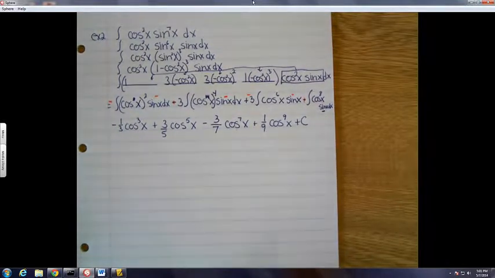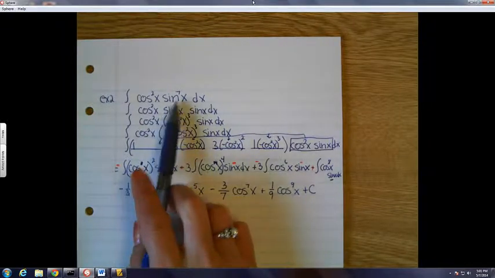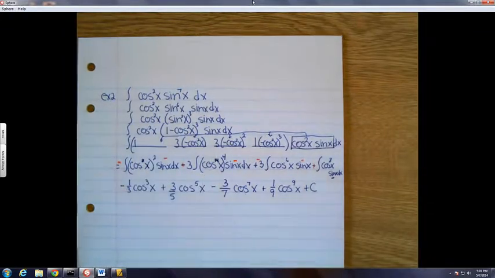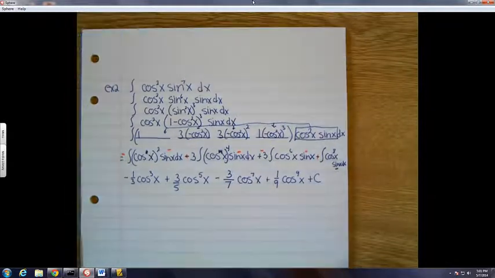Okay, the only difference here was that we had sines and cosines together. You focus on the one with the odd exponent and follow the 4 steps. Alright, let's do the next one.